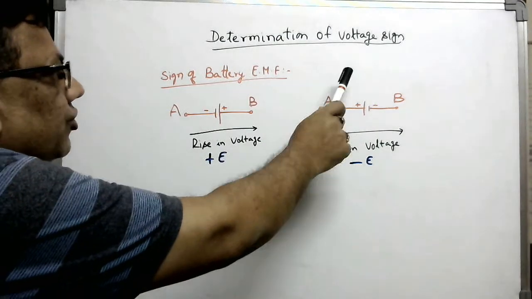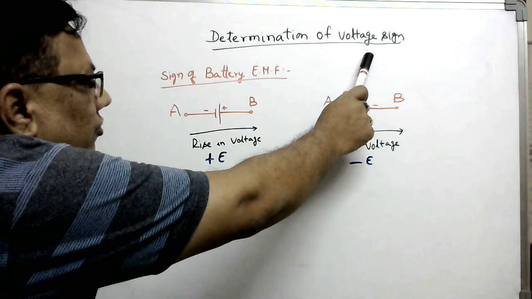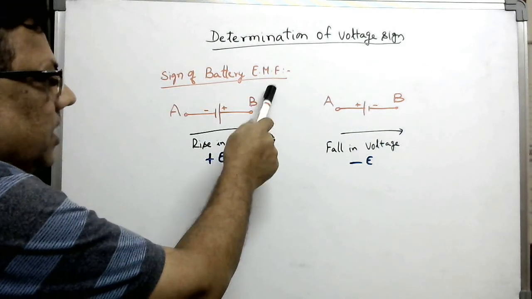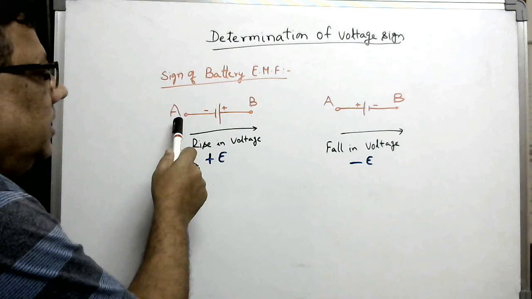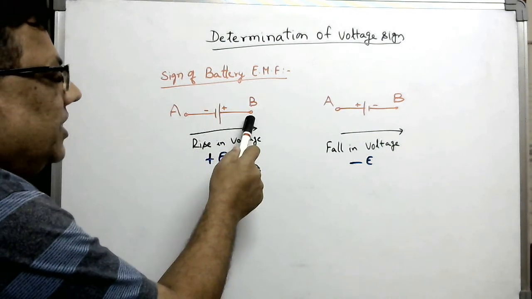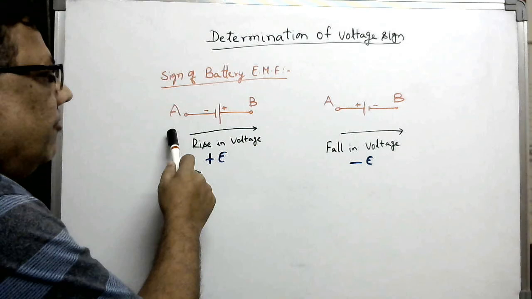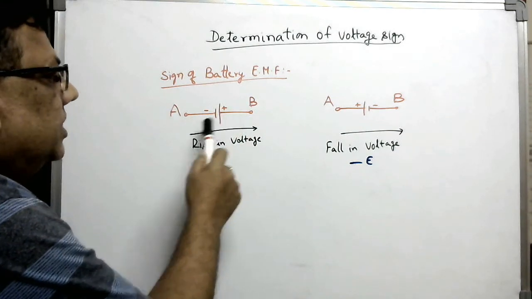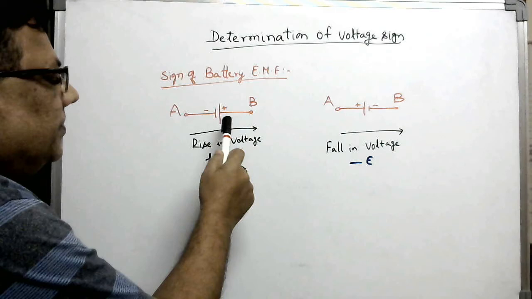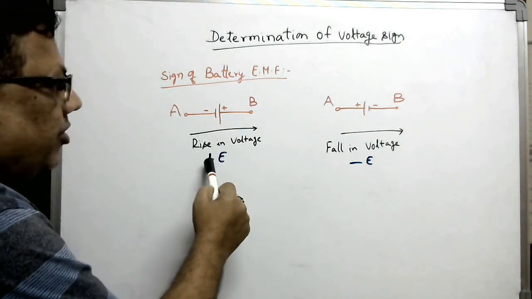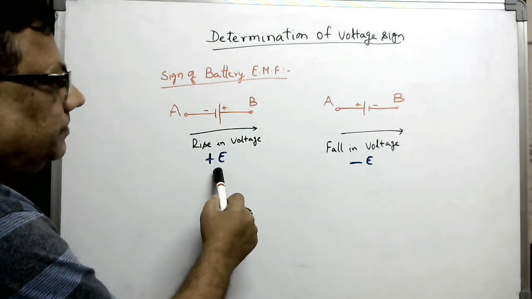Here I am going to show you the determination of voltage sign of battery EMF. In this, when we go from battery terminal A to battery terminal B, that is from negative to positive, there is a rise in voltage. Hence, we need to consider this as positive, that is plus E.